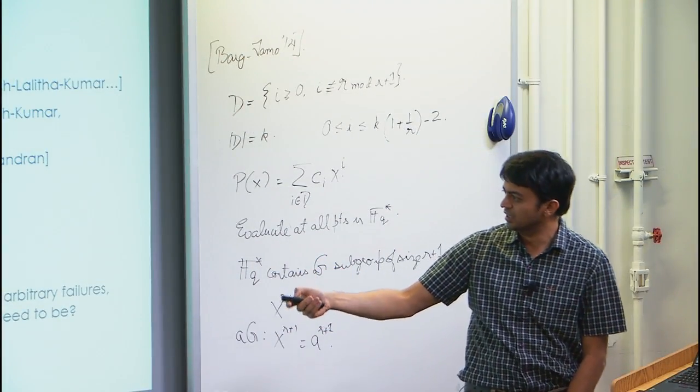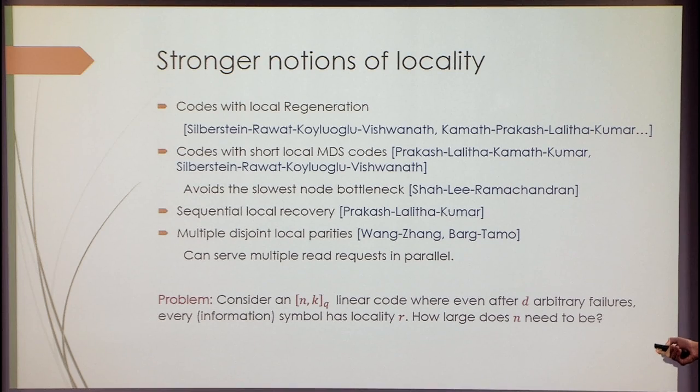So in particular, suppose I want an [n,k] linear code where even after D arbitrary failures, every information symbol has locality R. Which means that D things failed. If somebody asks me for x1, let's say x1 is one of these failures. Now someone wants to read x1, I can still serve this request by reading R other things. What are the rate-distance trade-offs for such a notion?